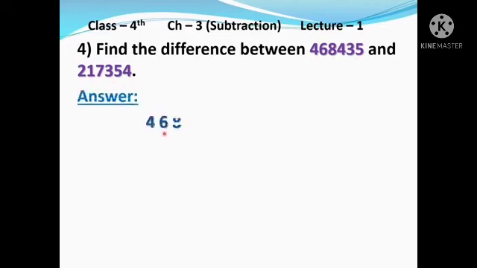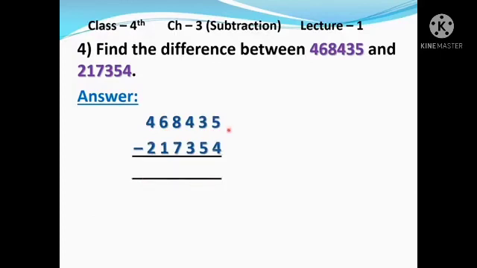So write down first number 4,68,435. Now write second number 2,17,354. Now subtract these. 5 minus 4, 1. Now see, this 3 is smaller number than this 5, so we will take borrow from this 4. This 4 will become 3, and this 3 will become 13. 13 minus 5, 8. 3 minus 3, 0. 8 minus 7, 1. 6 minus 1, 5. 4 minus 2, 2. I repeat once again.